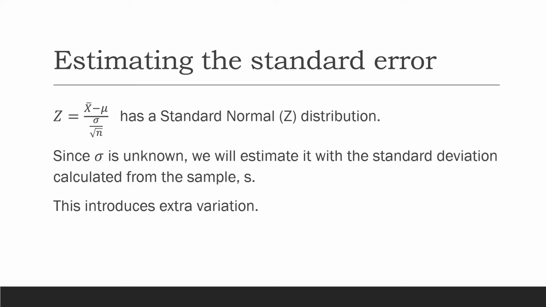But because we're estimating an extra value, this is going to introduce more variability into this quantity. So it turns out that when we calculate the sample mean minus the population mean divided by S over the square root of n, this has more variation than a standard normal distribution. It has a distribution that's called a t distribution.